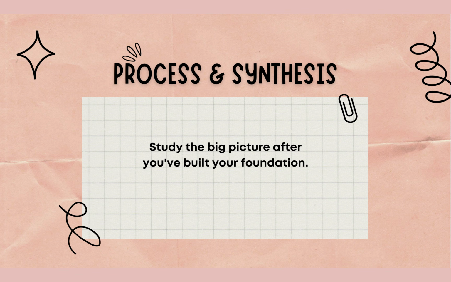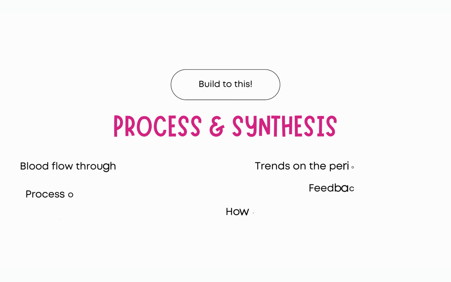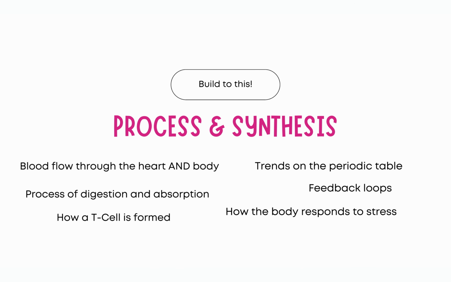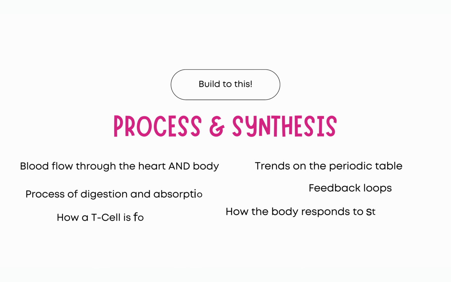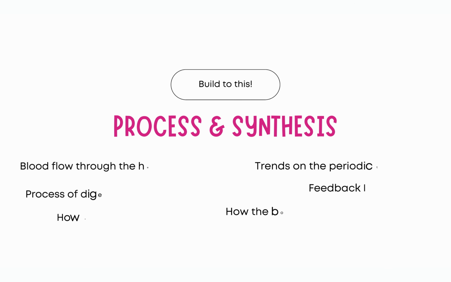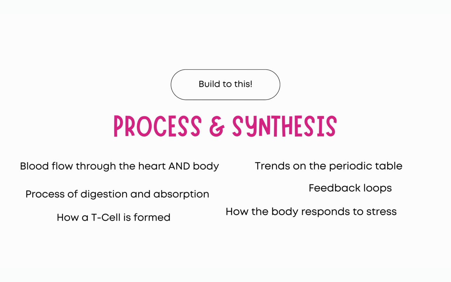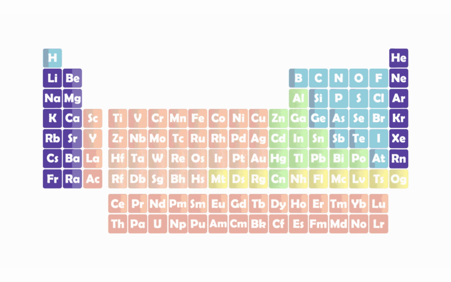Now it's time for process and synthesis. Study the big picture after you've built your foundation. Here are some great things to study for the TEAS science that you should get to after you've focused on terms and definitions. Blood flow through the heart and through the body. The process of digestion and absorption, how a T cell is formed. Trends on the periodic table. Can you predict what's happening with electrons based on where an element is in the periodic table?